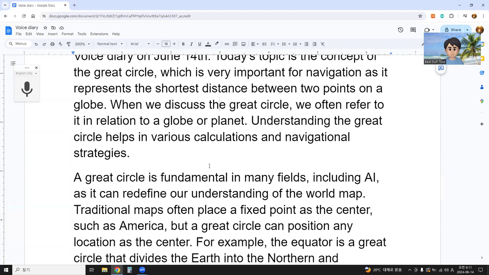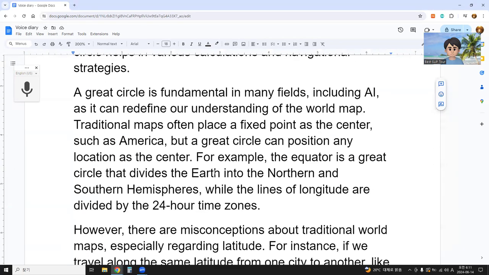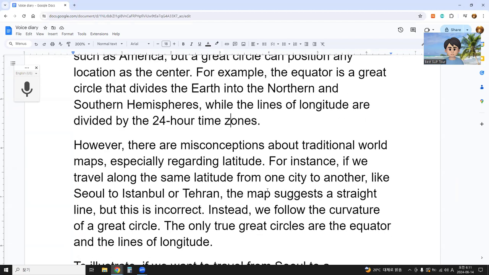A great circle is fundamental in many fields, including AI, as it can redefine our understanding of the world map. Traditional maps often place a fixed point at the center, such as America, but a great circle can position any location at the center. For example, the equator is a great circle that divides the Earth into the northern and southern hemispheres, while the lines of longitude are divided by the 24-hour time zones.